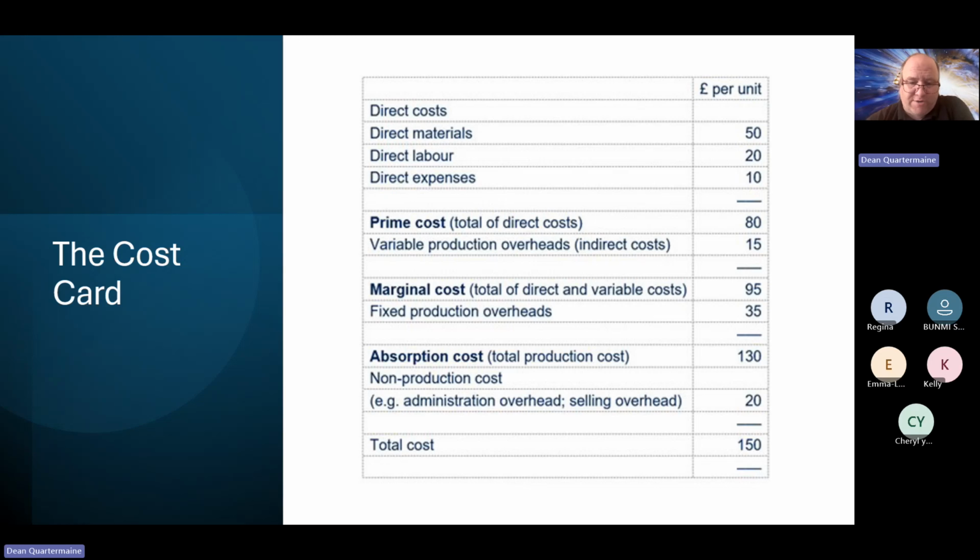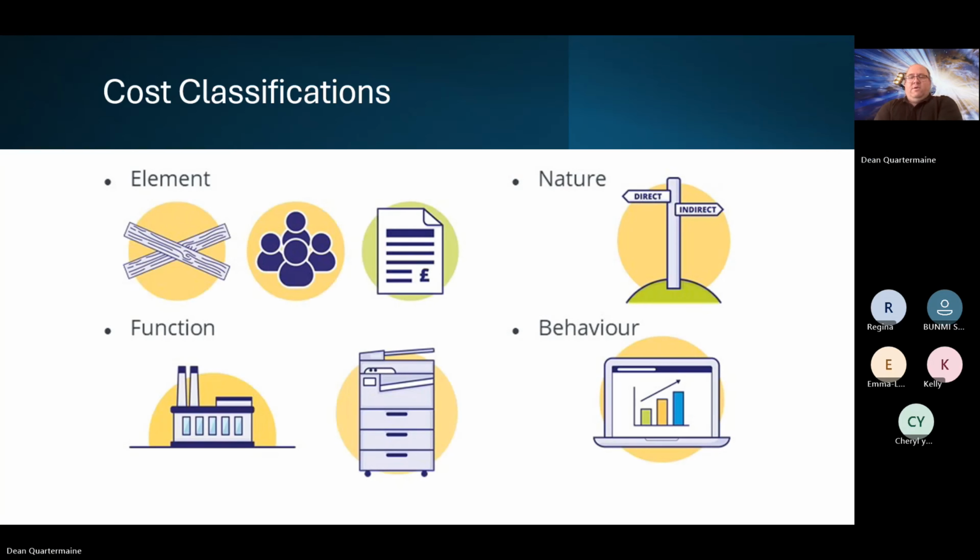So that's just a general cost card. I think it's useful to have a quick look at that before we dive into some of the other stuff. So, cost classifications then. There are 4 key types of cost classification. Costs can be classified by element, by nature, by function, and by behavior. I've got another slide that breaks it out in a bit more detail, which I'll come to in a minute. But ultimately, element is the element of cost.